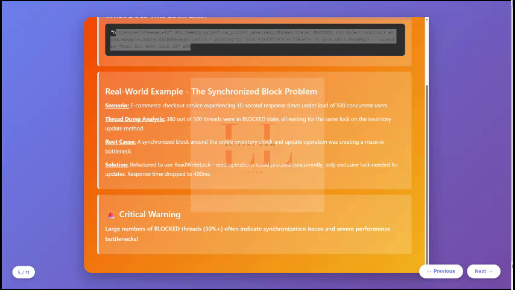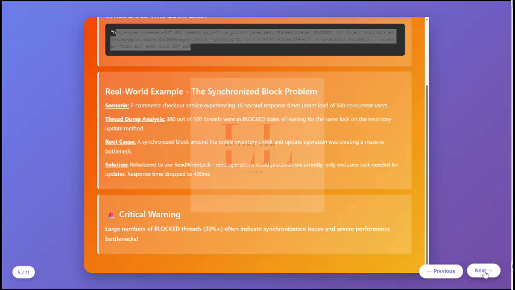So the critical rule, which I always mention in interviews, is this: a large number of blocked threads, anything over 30%, almost always indicates synchronization issues and severe performance bottlenecks. This is a red flag that you need to act on immediately.